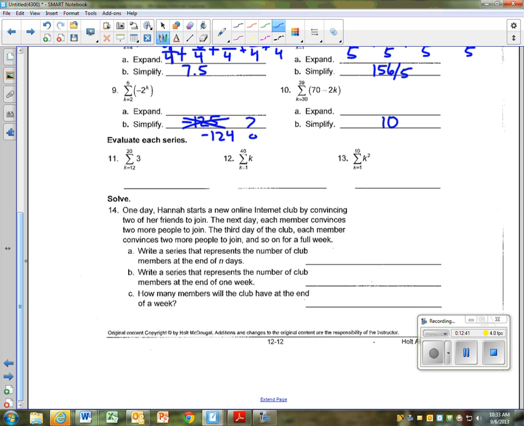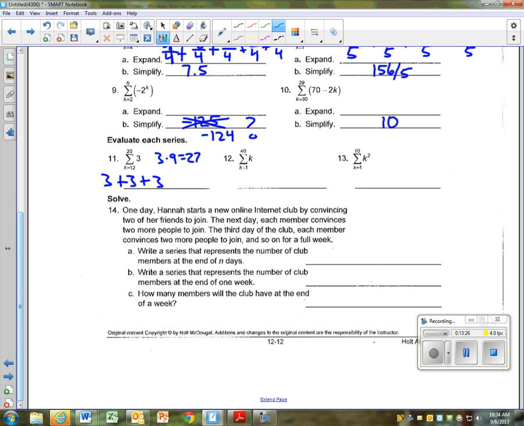So here, let's just write out the series first so you understand. I'm starting at k equals 12. What is the 12th item of this series? Do you know? 3. What is the 13th item of the series? 3. Yeah. How many 3s will there be? 9 of them. 3 times 9, which is 27. So you can see that if you have a constant for a rule, you simply need to take the constant times the number of terms that there are. That's it.